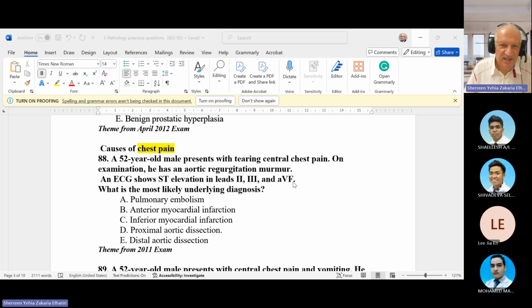So it also mimics ischemic heart disease. So you have ischemic heart, a murmur, and severe pain. So the most likely diagnosis in this patient is aortic dissection. He's not mentioned aortic dissection here? Proximal aortic dissection. Yes, proximal aortic dissection.